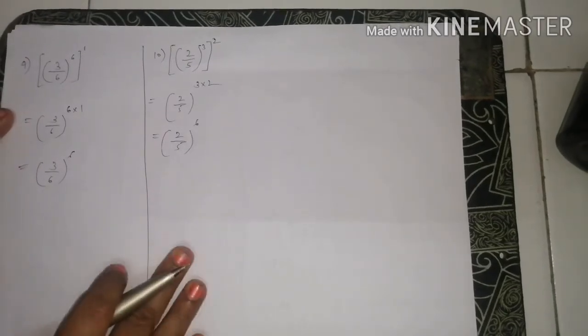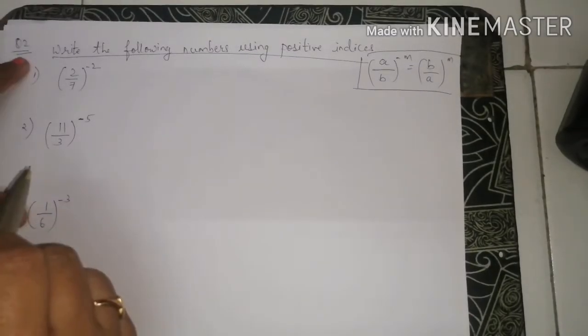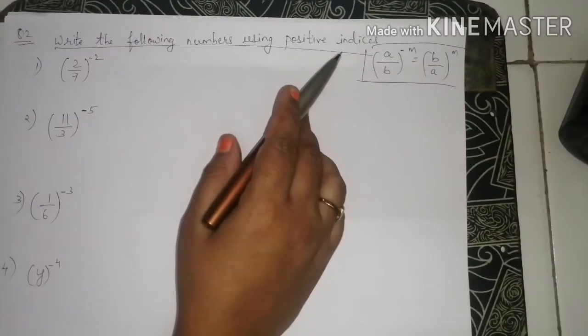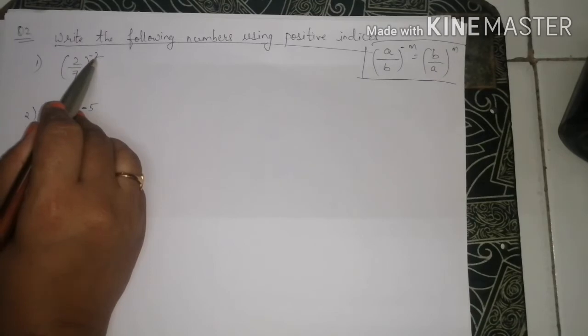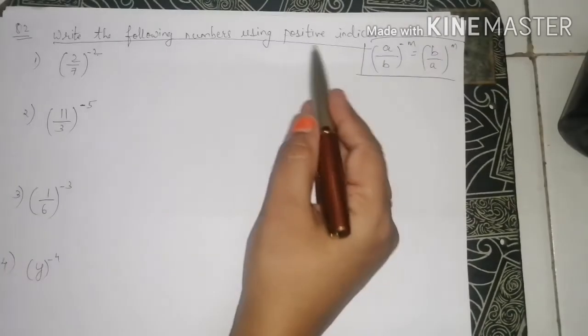So here we have completed question number 1 of practice set 29. Now let's see question number 2. Write the following numbers using positive indices. Can you see all the indices are negative? We have to make them positive.